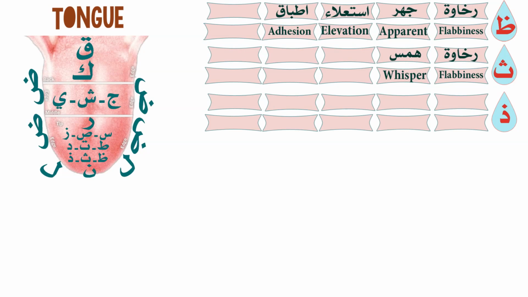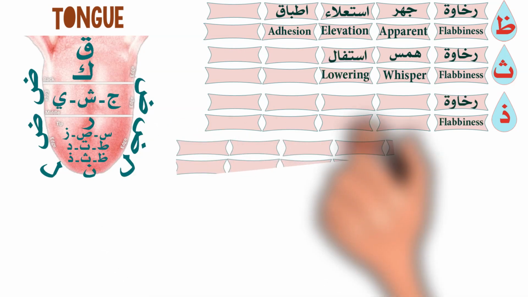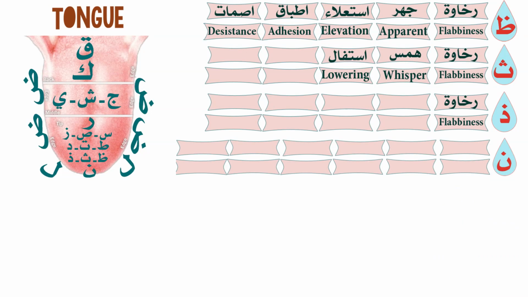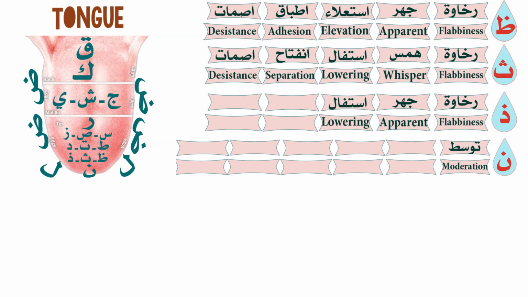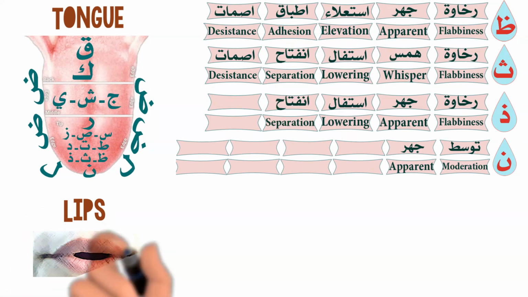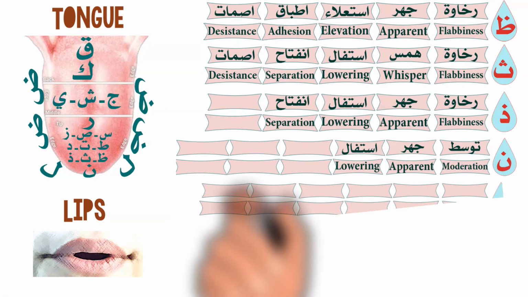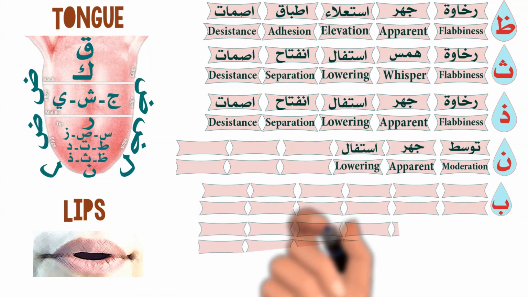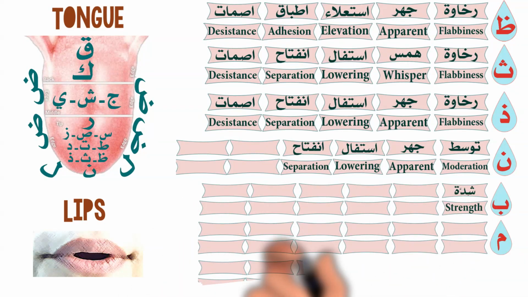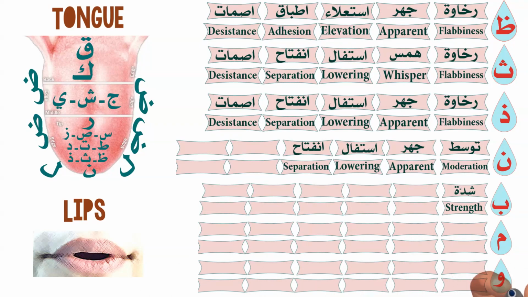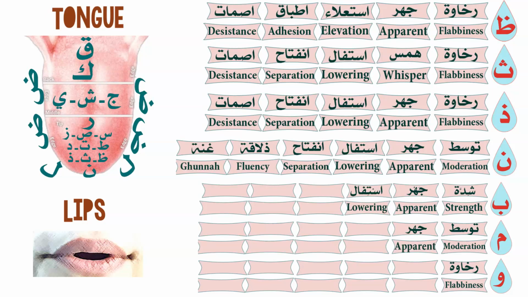The tha has رخاوة, flappiness, همس, whisper, استفال, lowering, انفتاح, separation, and إصمات, resistance. The dhal has رخاوة, flappiness, جهر, apparent, استفال, lowering, انفتاح, separation, and also إصمات, resistance. Now the last minor articulation point in the tip of the tongue, which is only for the noon: توسط, moderation, جهر, apparent, استفال, lowering, انفتاح, separation, ذلاقة, fluency, and غنة.